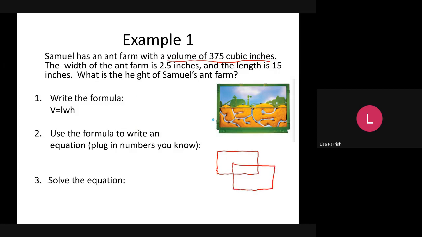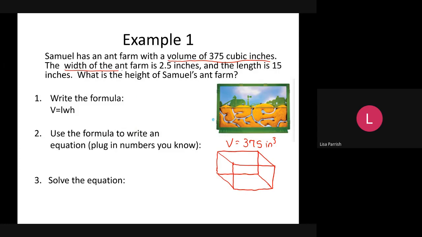And you've learned by now I'm not an artist. And then connect your corners. And voila, there's a rectangular prism. So you could say, well, I know the volume is 375 cubic inches. What else do we know?